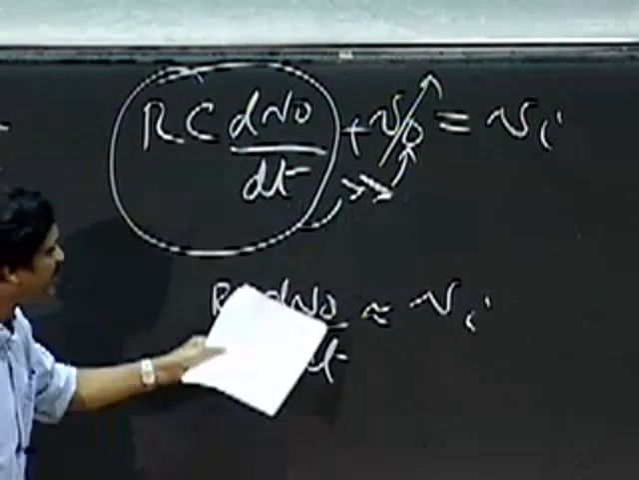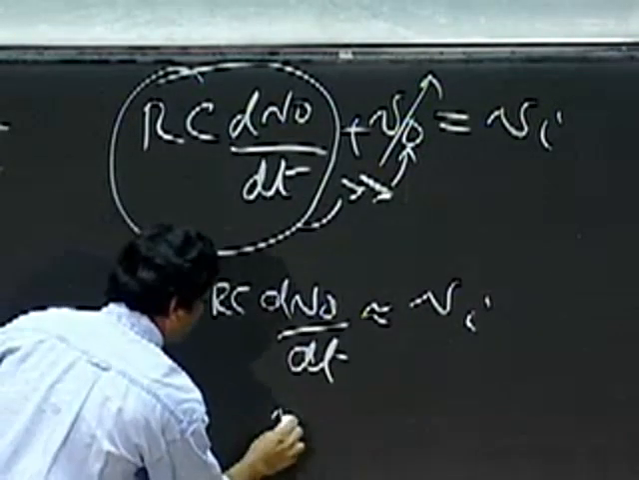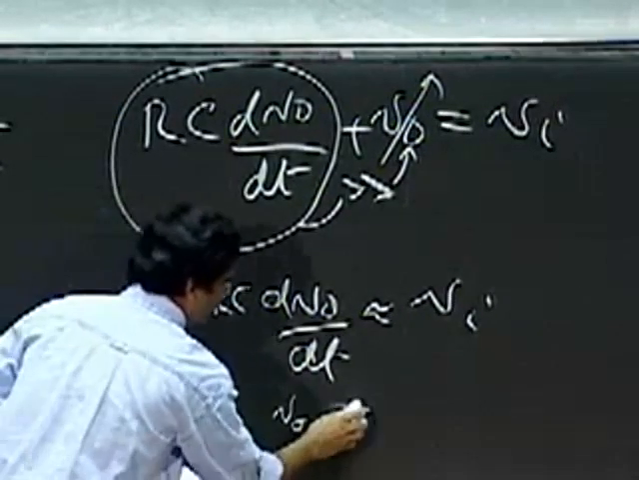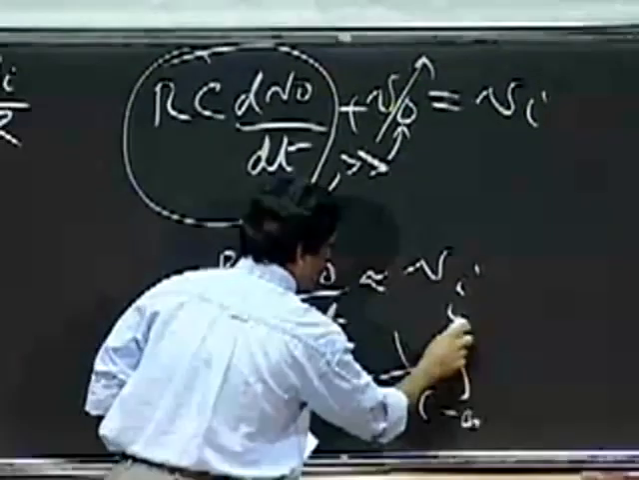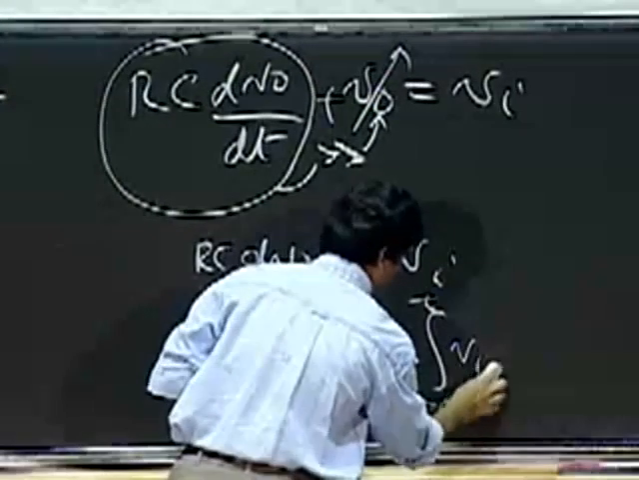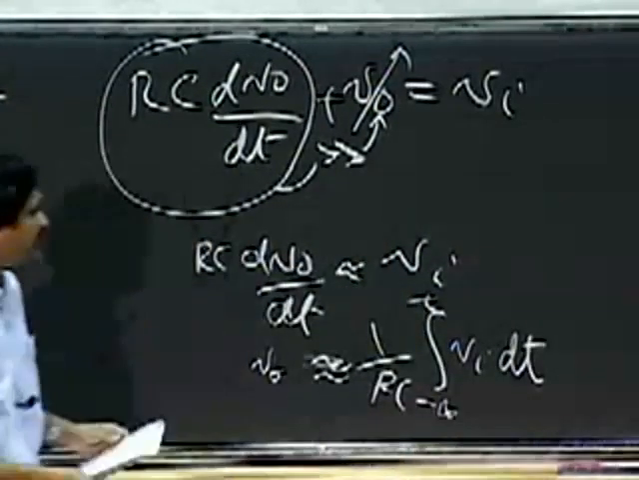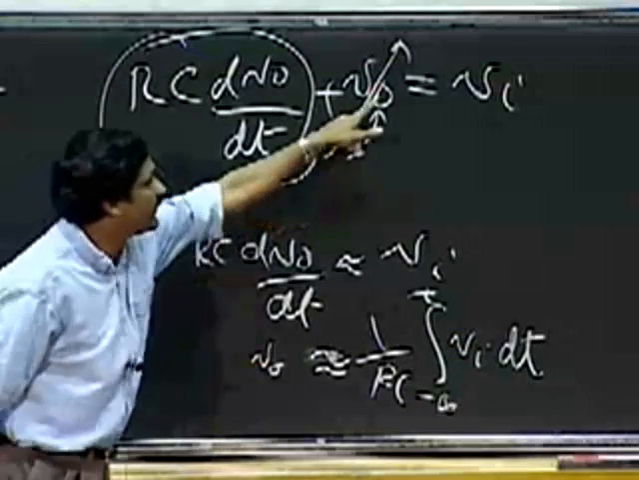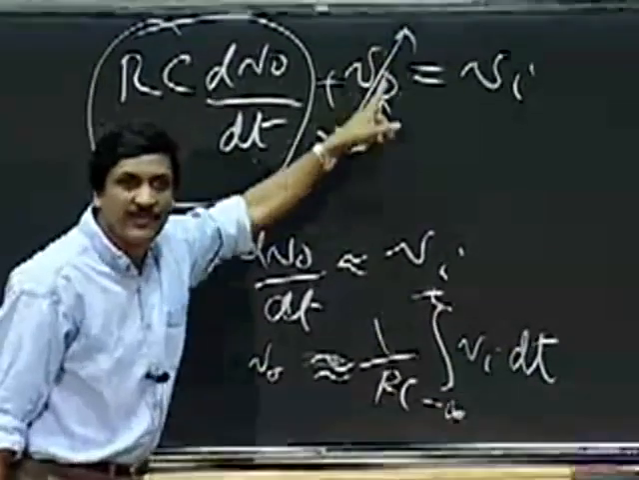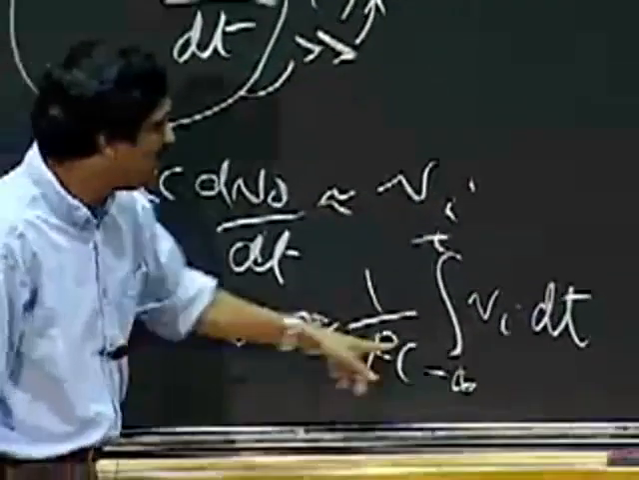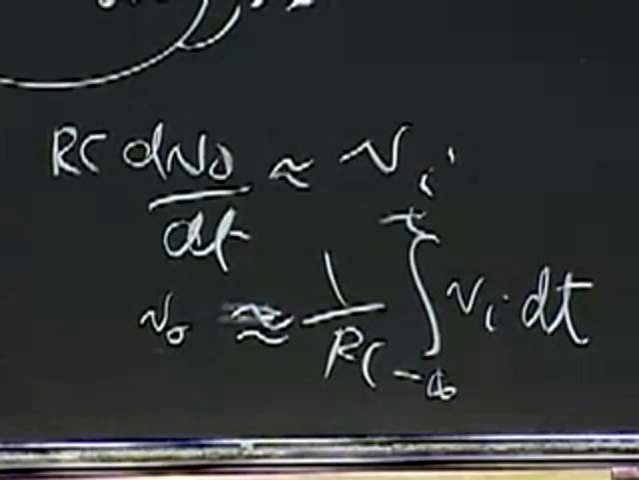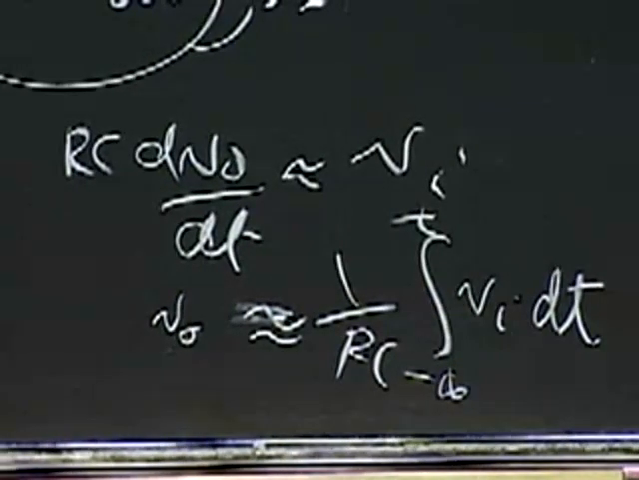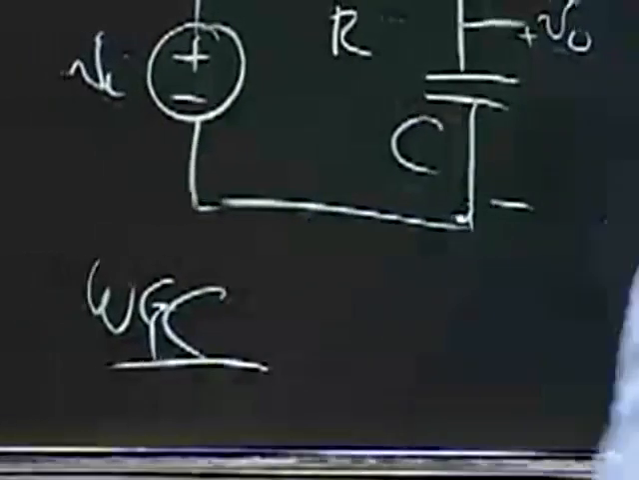So if that were true, then V naught would be more or less equal to 1 by RC integral of VI dt. Again, if this were true for all time, then VO would be the integral of VI dt. Again, remember, this is all a wild goose chase. Just write down WGC there, just so you don't get confused.